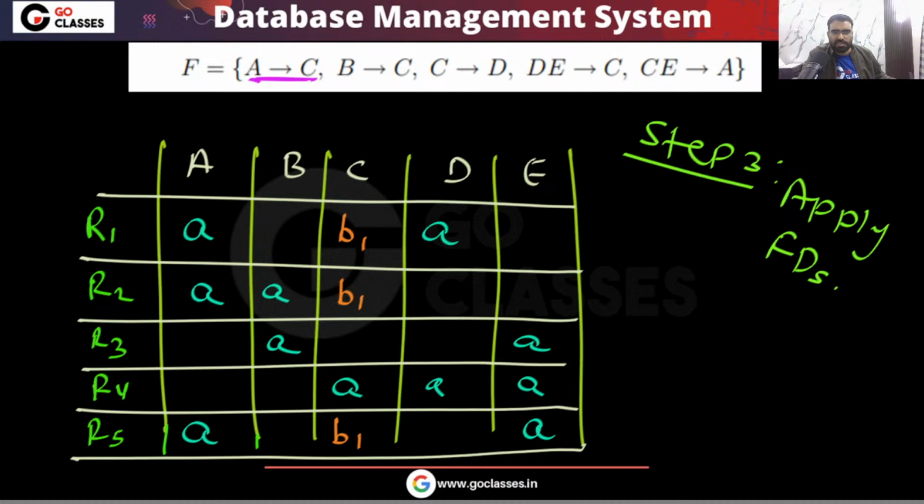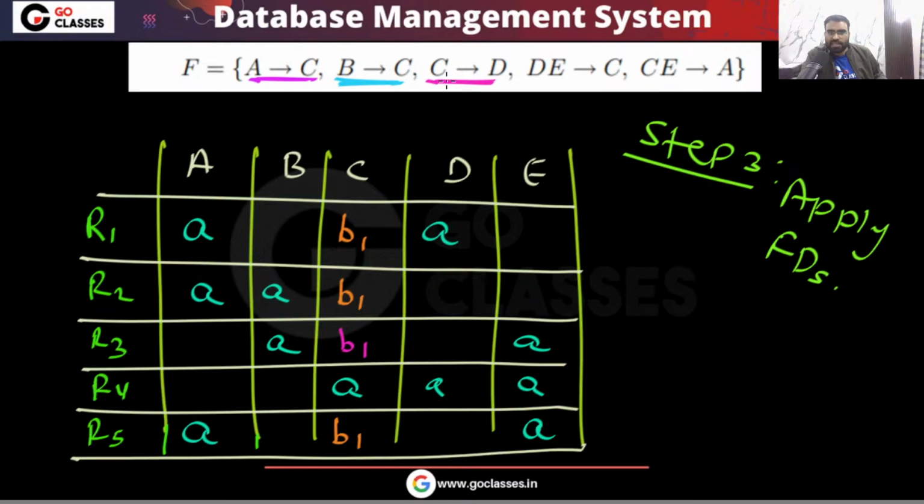Next, you can see that B determining C. What it means? Whenever 2 tuples have same B value, they must have same C value. These 2 tuples have same B value, so they must have same C value also. Yes or no? And already this C value is B1 here, so this B1 I will put here also.